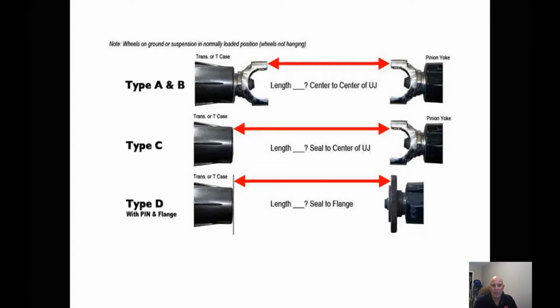On type C, let's for instance say it's an automatic transmission. So what we're going to do is go from the center of the yoke up to the face of the transmission, and they'll calculate what the difference is in there. And type D, again, automatic transmission with a flange style, we're going to go to the face of the flange. So those are the types of, again, how to measure them for the driveline shop.